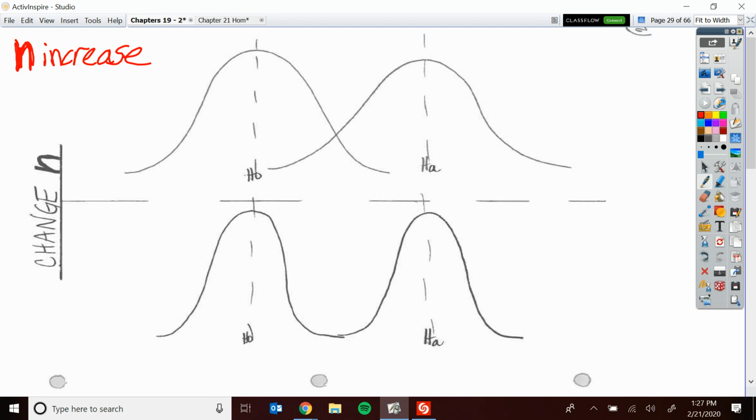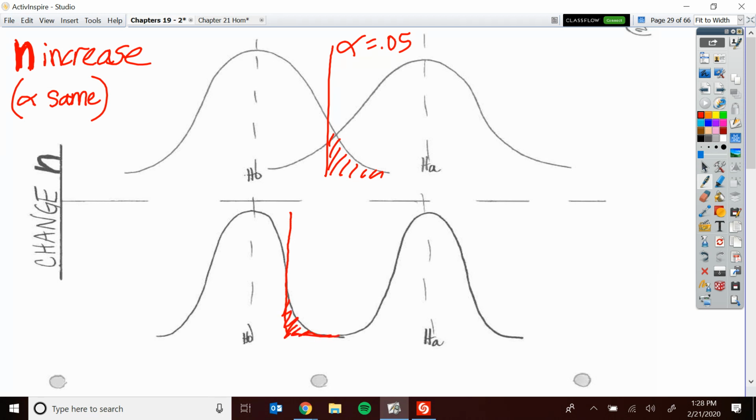Now, incidentally, so that we only see the effects of N, we are going to keep alpha the same. That's important to note. I don't think they would change both at the same time unless they say which one provides the effect. So we're going to increase N and keep alpha the same. Let's draw an alpha of 0.05 on the top. Alpha equals 0.05. It will be hard to tell, but try to draw a 5% picture on the bottom also. Probably needs to be more like that.